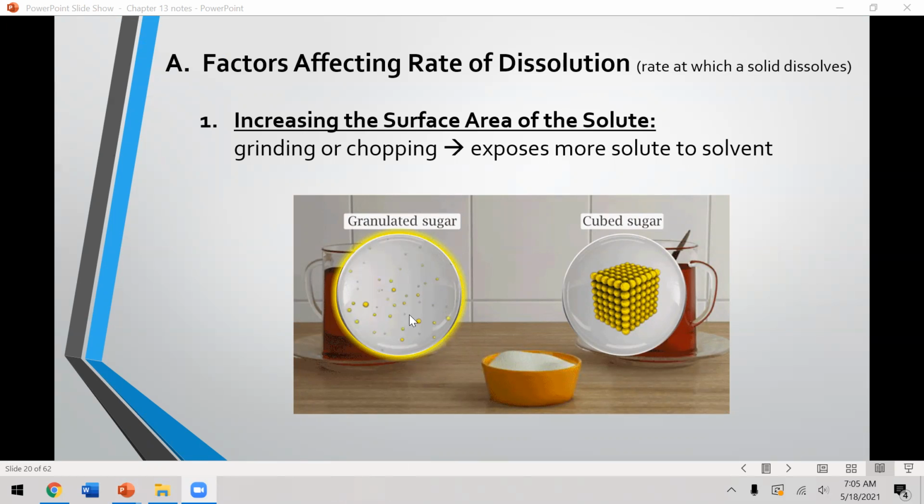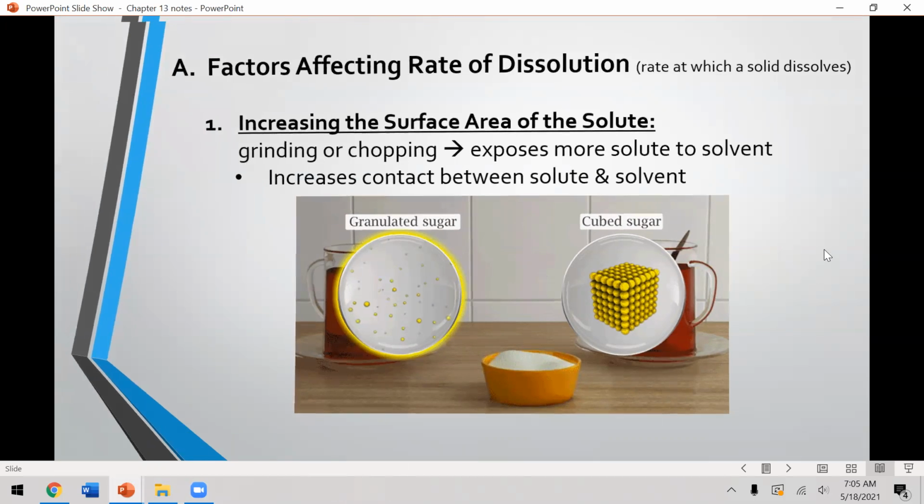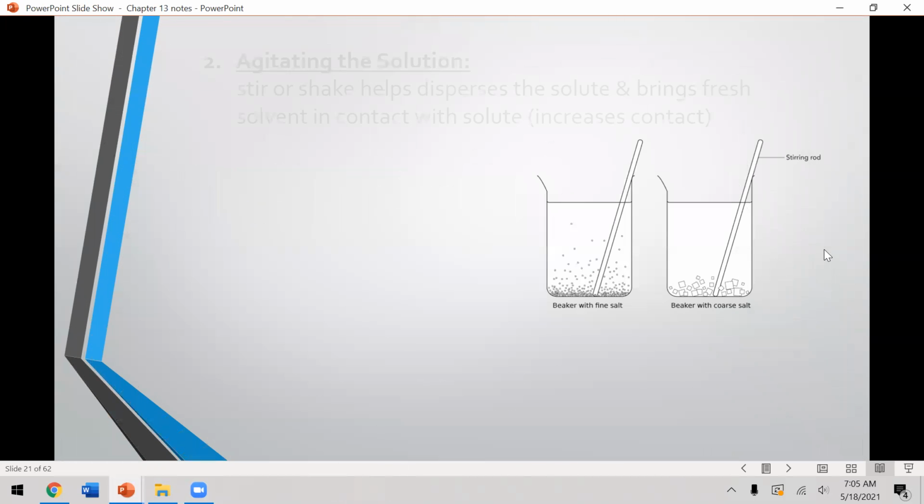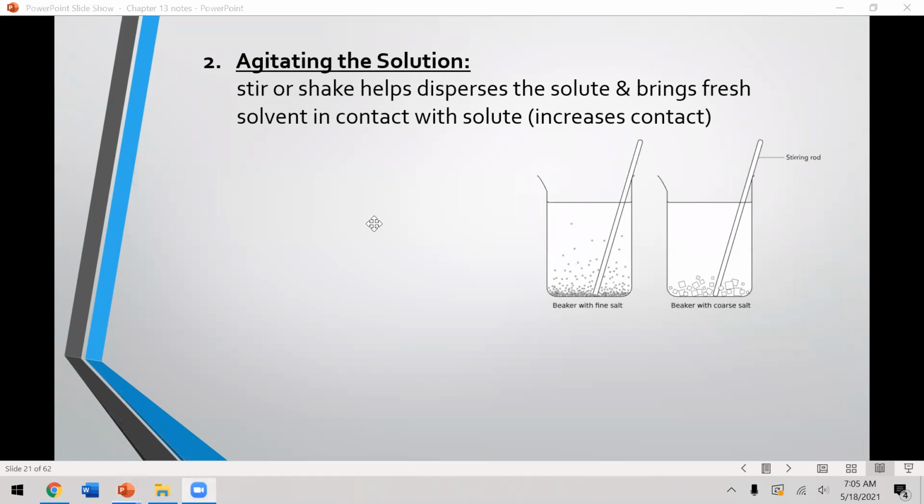So you're increasing the surface area, and there's more contact between the solute and solvent. So more surface area means a better dissolving rate. So that's one thing you can do. Also, just agitating the solution. So obviously, the more things you do, the better the dissolution rate is going to be.